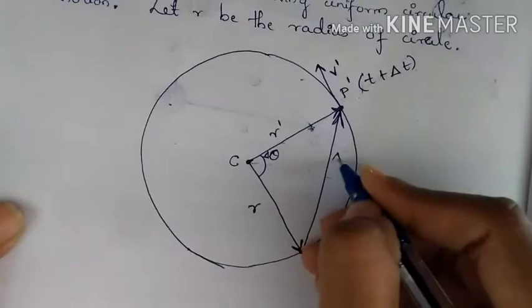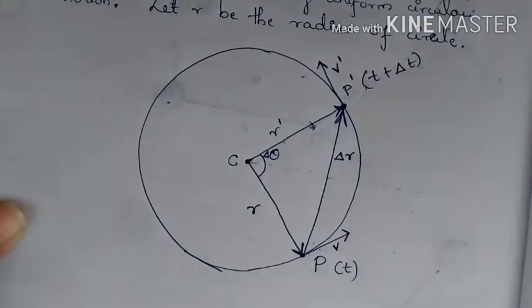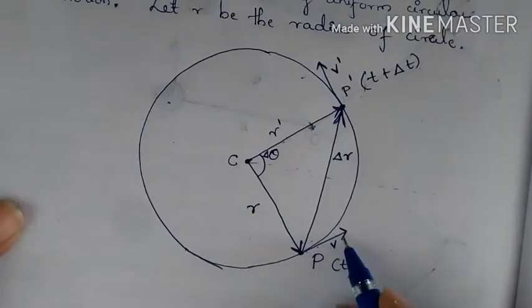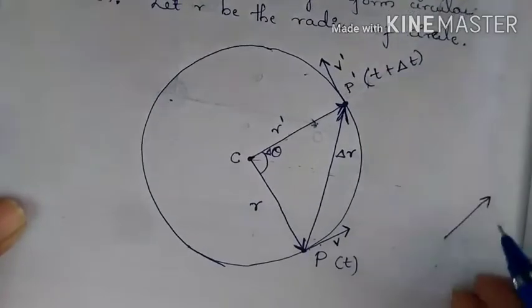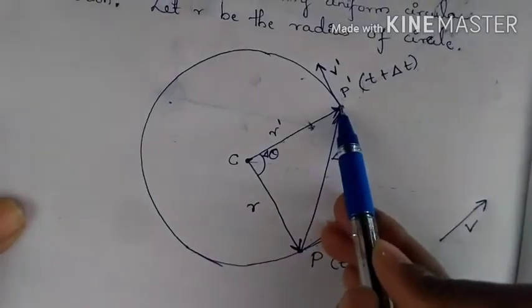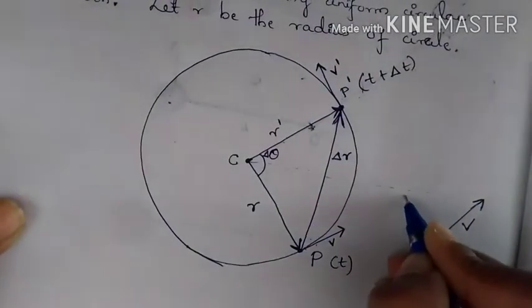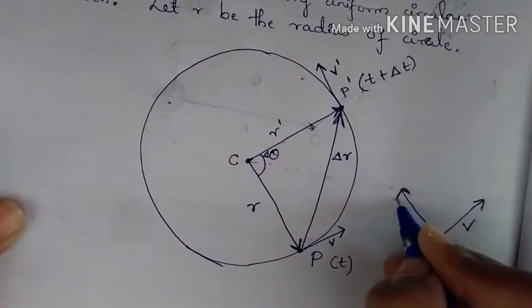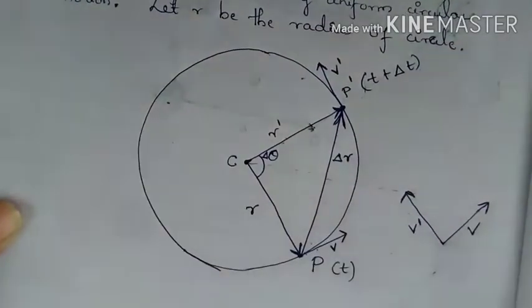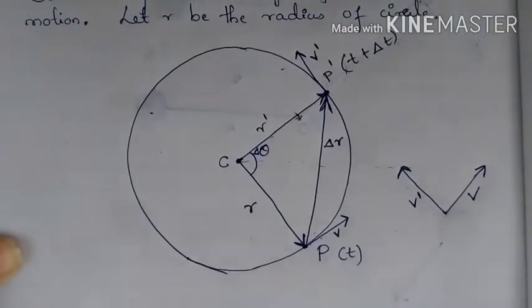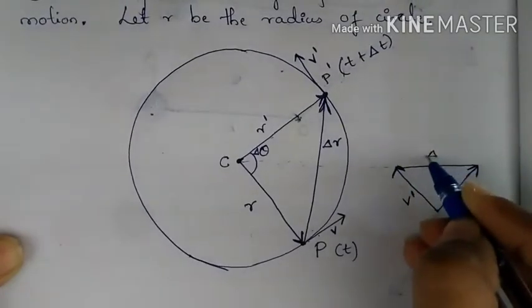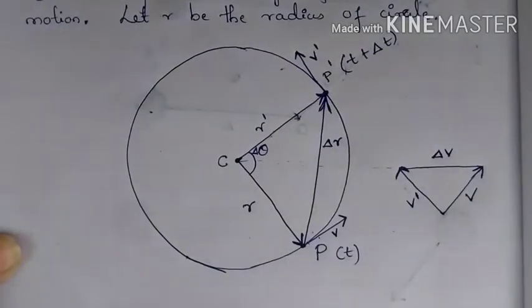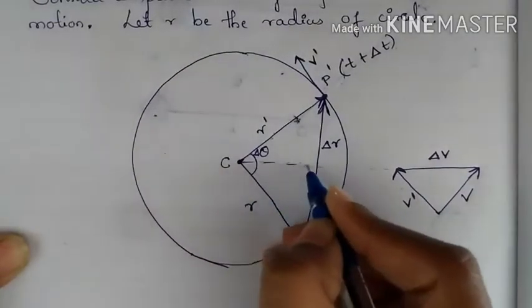So this is delta R, the change in displacement. Now if you draw this V from this point, then V will be in this direction. And if you draw this V prime, it will be in this direction. So now we can measure what is delta V. This will be the change in velocity, and it will be in this direction.